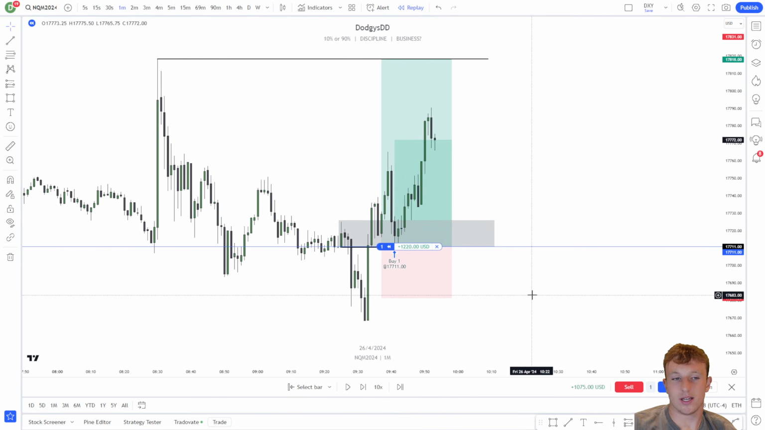Don't just start taking breakers one day and then inverses the next day. Try to stick to the same model. It will suit you well in the long run.